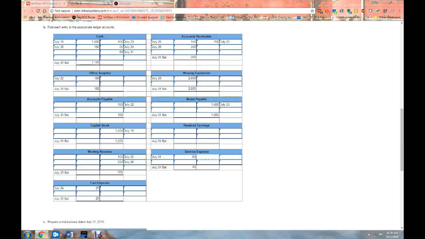Now, retained earnings, you might find a little confusing. What is my balance in retained earnings going to be? And I say, I don't see anything that has anything to do with retained earnings.